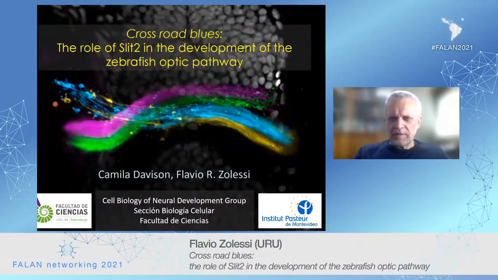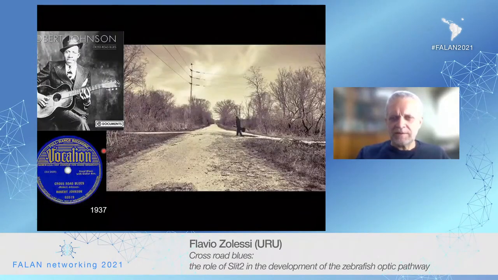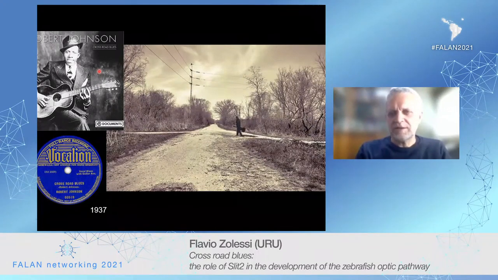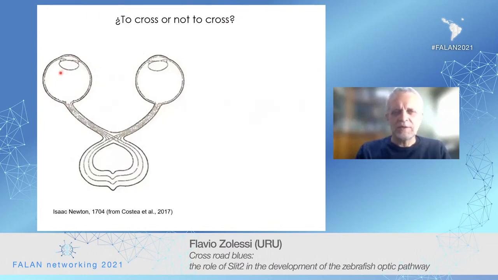Hello, my name is Flavio Solesi from Facultad de Ciencias, Universidad de la República. I'm going to tell you today about some recent results from our lab done by Camila Davison during her doctoral thesis, soon to be defended in October. The talk had to do with decisions. Decisions like the ones Robert Johnson was singing to in 1937. He was referring, of course, to decisions in life, in human life, but there are other important decisions, like the decisions that neurons have to take to eventually grow through commissures in the brain.